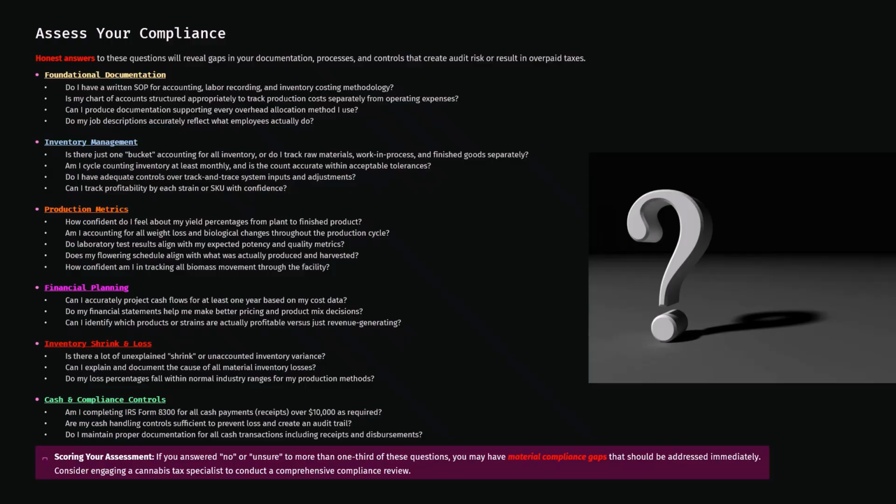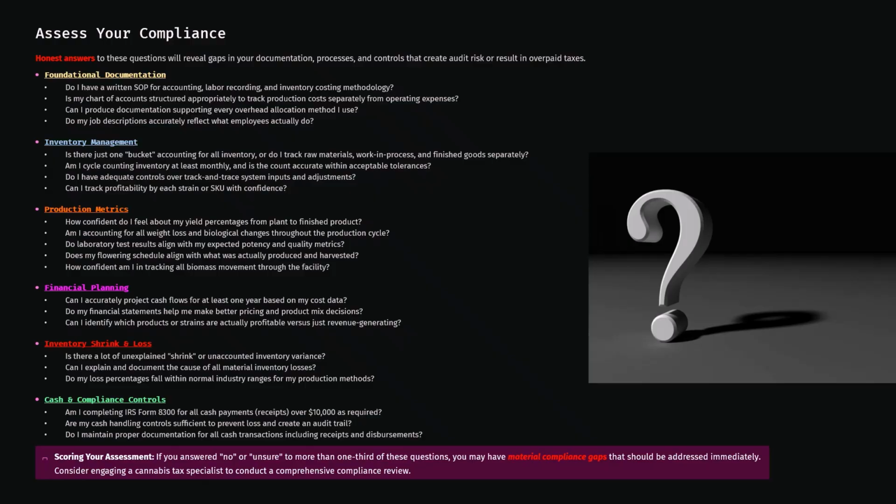Red flag. Is there a lot of unexplained shrink, what we talked about before? So shrinkage isn't just a number, it's a red flag. If you can't trace where product went, the IRS might assume the worst, diversion. Are my cash controls sufficient? Cash drawers, vault access, armored transport logs, this is not optional. If your business touches cash, treat it like Fort Knox.